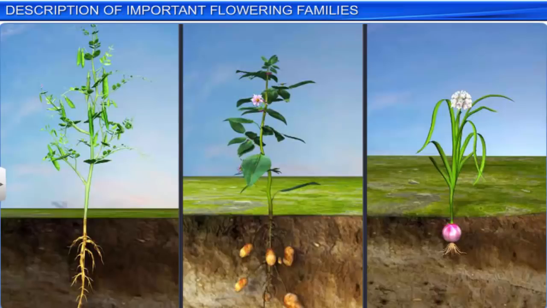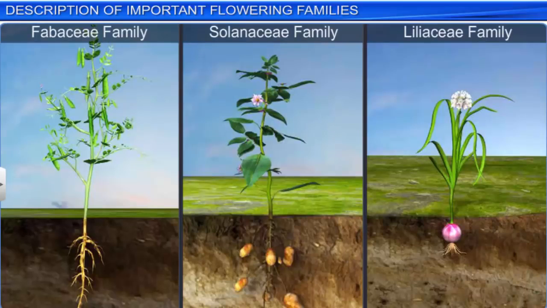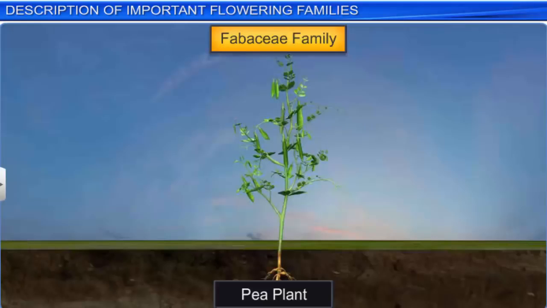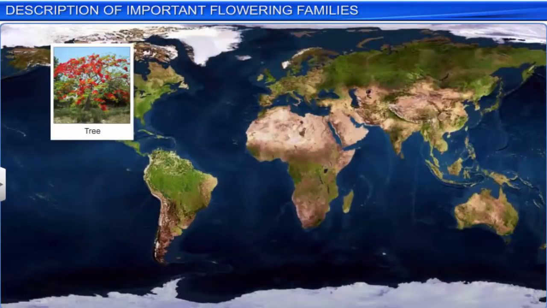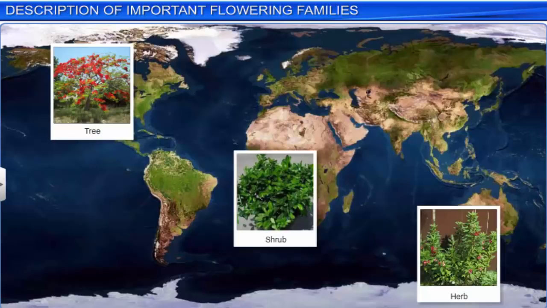Flowering plants or angiosperms are the most diverse group of plants on earth. These plants are categorized into different families based on their morphological characters. Let's describe a few important flowering families. The Fabaceae family, earlier known as Papilionoideae, is a subfamily of the Leguminosae family. Plants belonging to this family can be trees, shrubs or herbs, and are found all over the world.